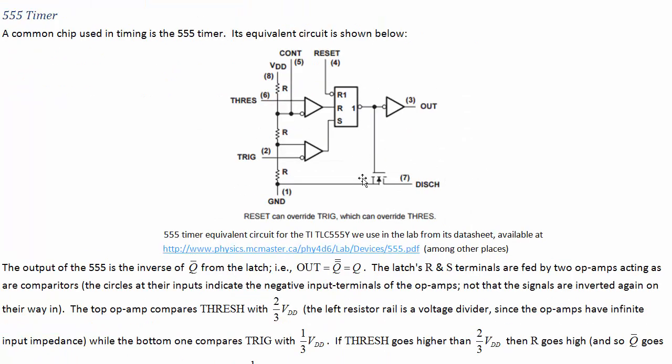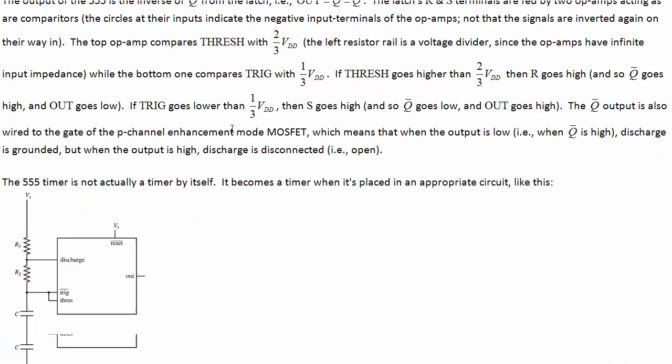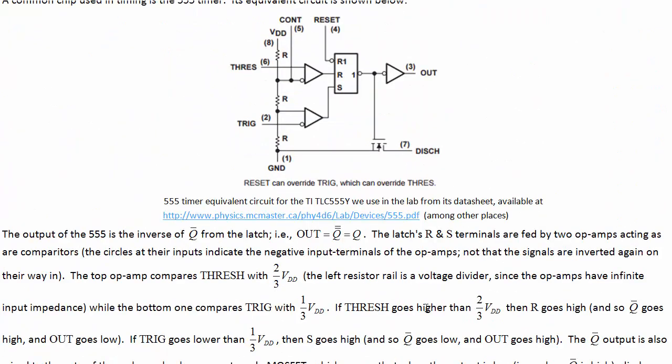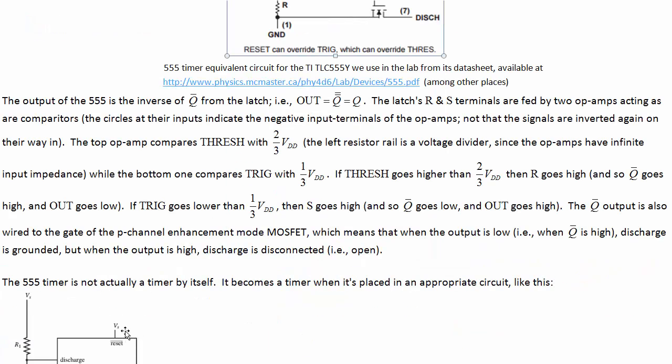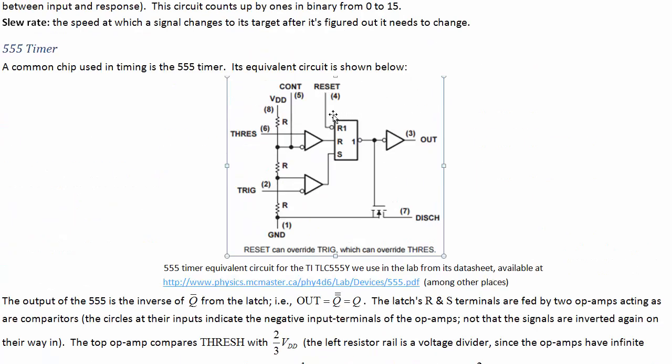All right, the last chip that we're going to be concerned with is the 555 timer. This is what the 555 timer looks like. It's not actually a timer by itself. It's only a timer when you put it in another circuit. So first, let's look at what this chip does by itself. It's got a couple of inputs. It's got threshold and trigger, and reset. Let's just pretend that reset is pinned high so that we're not worrying about what that does. It's like it's not even there.